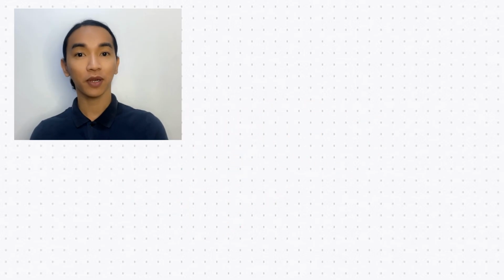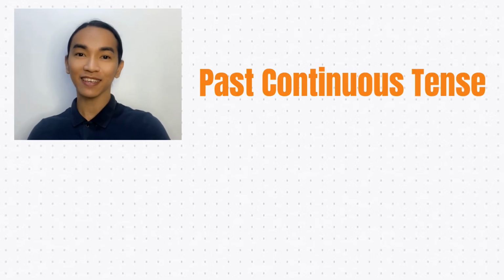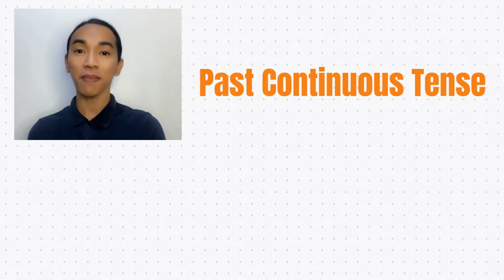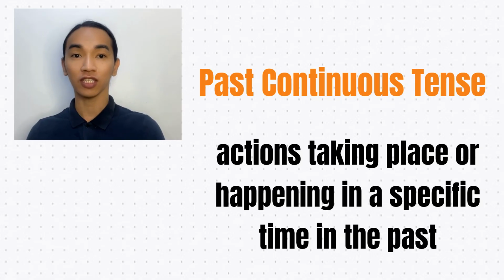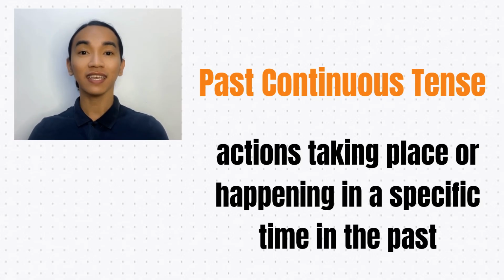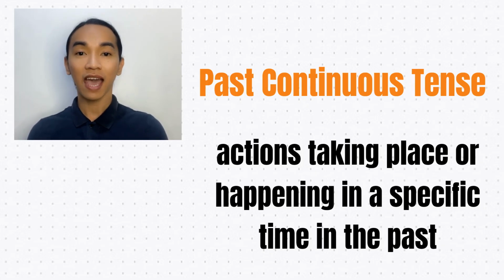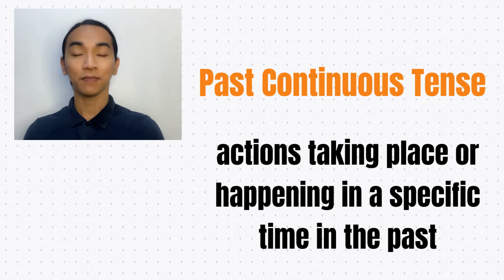So always remember, the past continuous tense is just like the present continuous tense, but in the past form. Remember, when we talk about actions taking place at a specific time in the past, that's when we use the past continuous tense. Let's have some examples. These are some example sentences for the past continuous tense.